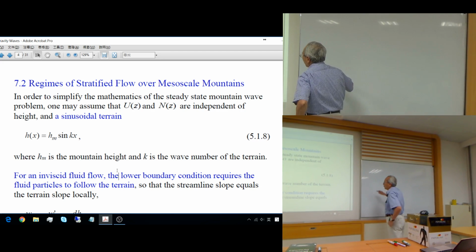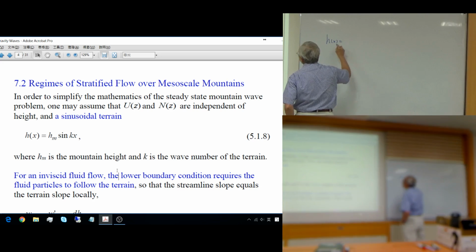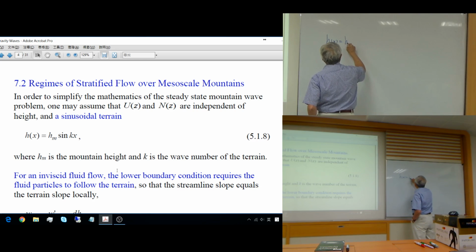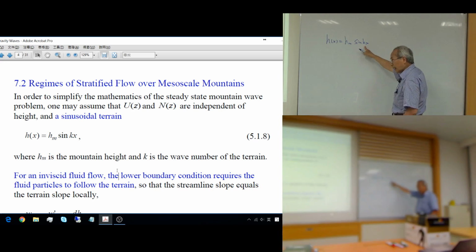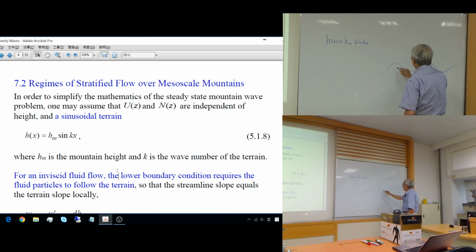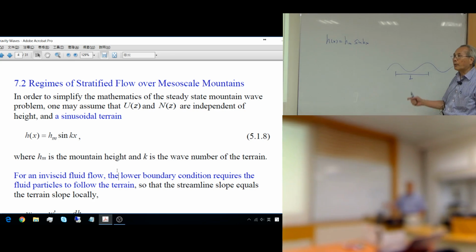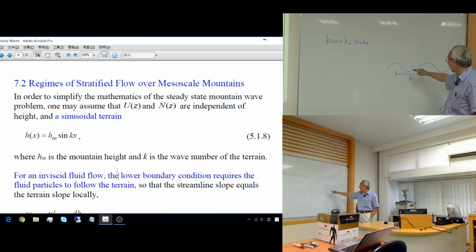Okay, so we assume we have a sinusoidal terrain, h of x equals h sine kx. That means we only have one k. So then our mountain is like this. From mountain peak to mountain peak, that is the wavelength, and this wavelength is the terrain wavelength, like that.